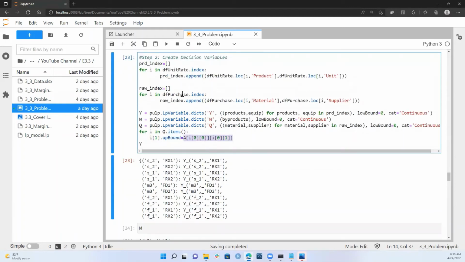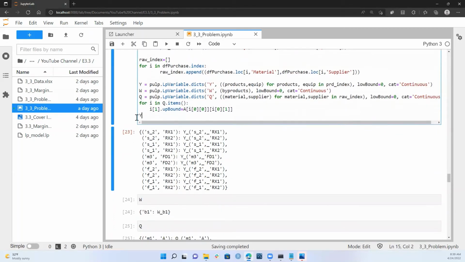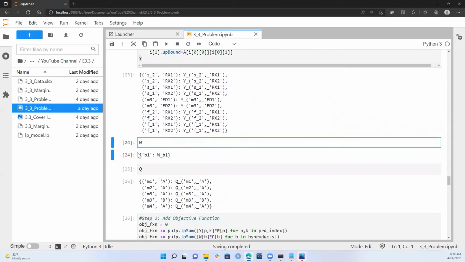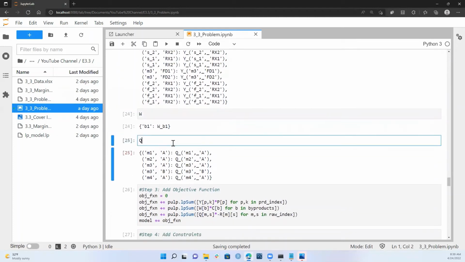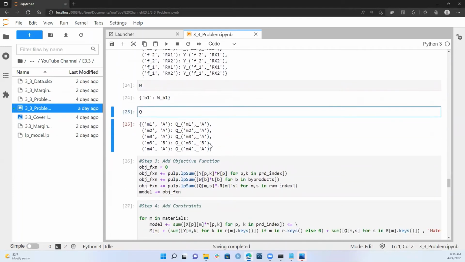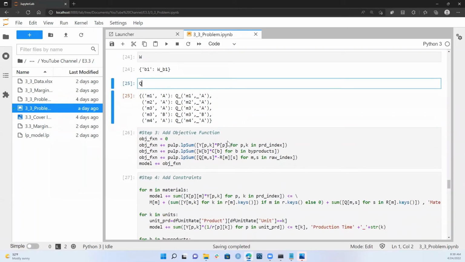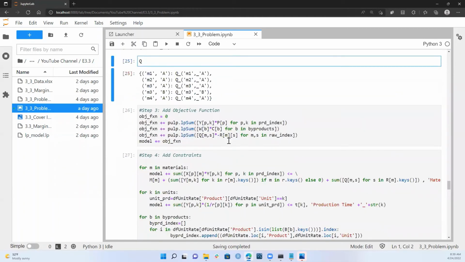And then I'm going to inspect each of these decision variables to make sure they were all built correctly. I can see here my Y decision variable is correct. I've got a decision variable for each of my unique product names, including material 3. So those all look correct. W is correct. I have a single decision variable, W sub B1, since I'm only making one byproduct. For the new decision variable, Q sub JS, this looks correct. I can see for materials 1, 2, and 4, I only have a single supplier A. But for material 3, I have 2 suppliers, supplier A and supplier B. So that looks correct. And now we're ready to move on and build our objective function.